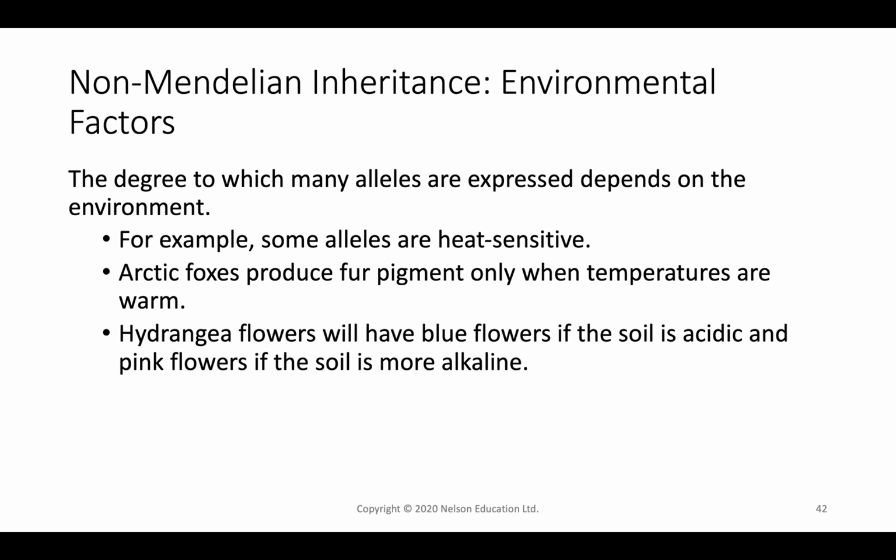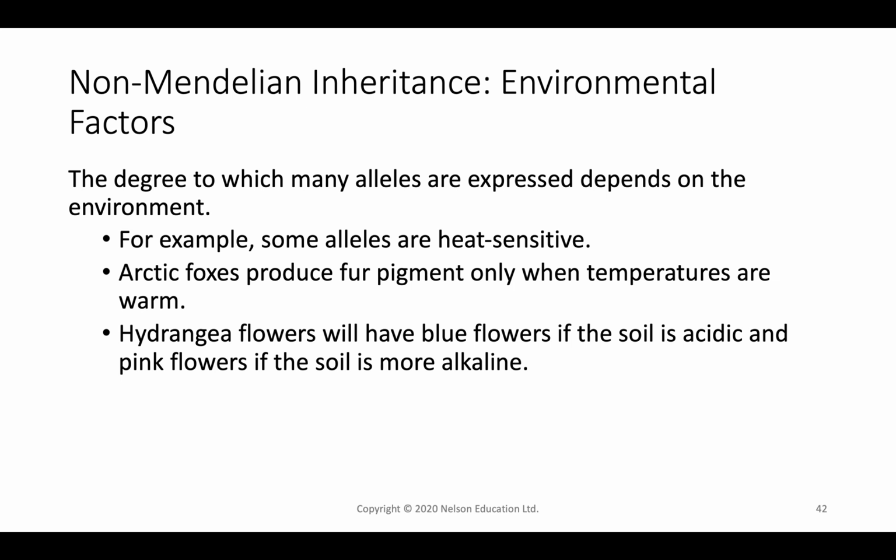Okay, we can also have a bunch of epigenetics or environmental factors that play a role in the expression of alleles. So the degree to which alleles are expressed depends on the environment. Some alleles are heat sensitive. So for example, the Siamese cats, or again, Arctic foxes, they're going to produce pigments only when temperatures are exactly right. So the Arctic foxes produce pigment when the temperatures are warm, which means that when it is cold, they're going to be white, which makes sense because they're hunting in the snow. When it's warm, they're going to be a little bit darker, so they're going to look like the dirt and the rocks that are around at that point.